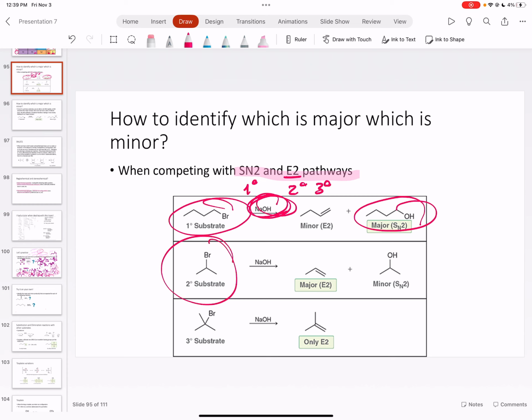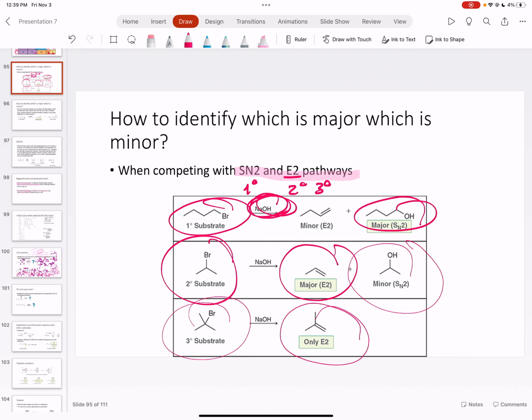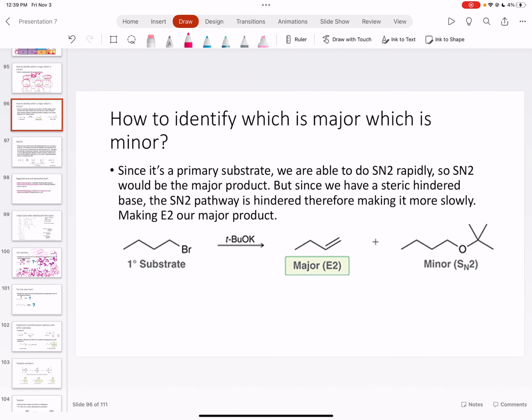On secondary, you can see that our elimination is now going to be our major product, and our substitution is going to be our minor product. On our tertiary, of course, we don't have SN2s, we only have E2, so E2 is going to be our major product. I told you to keep in mind the reagent just because of the next slide.